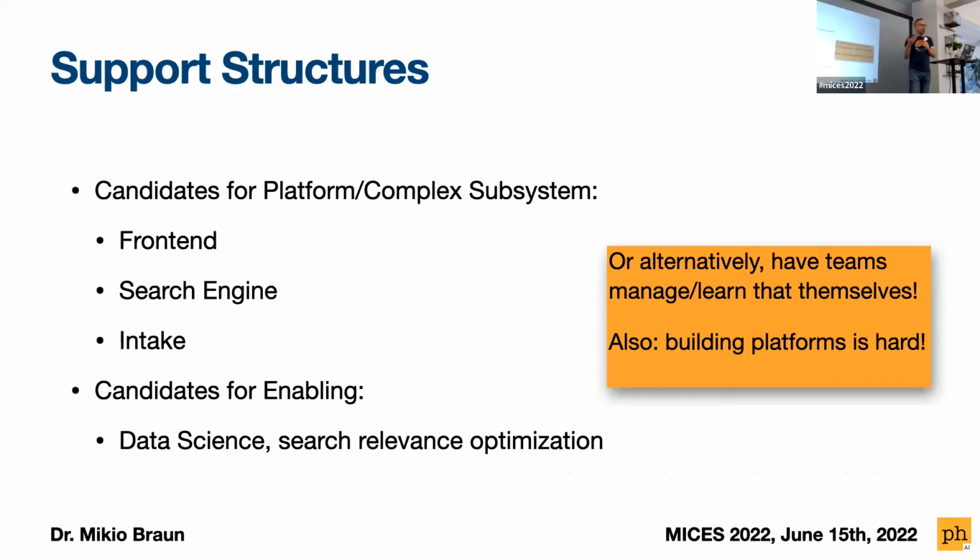So the next question is, after you do this, what are the support teams? What kinds of support teams can you have to support the search teams? Typical candidates for platform or complex subsystem teams are, of course, the search engine. You could have one team that only looks at search, but has no business or customer logic. Their task is just to take the search engine and package it in a way that it can be used as a product, or maybe as a complex subsystem.